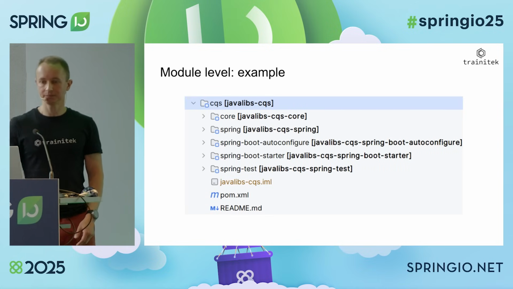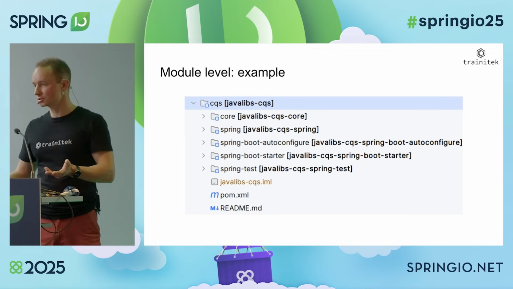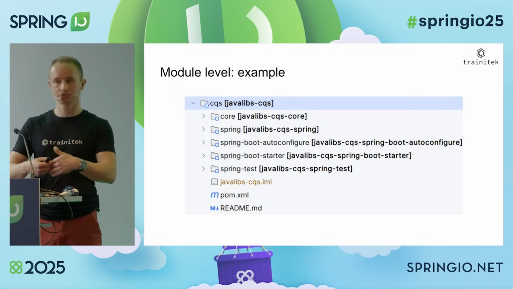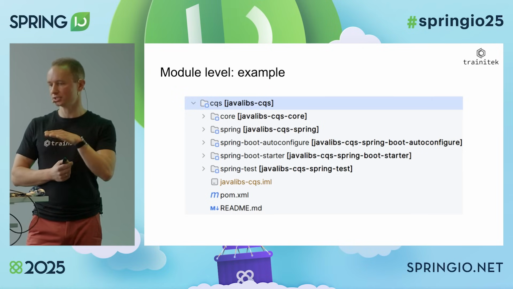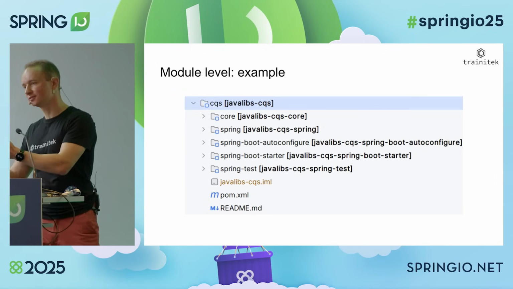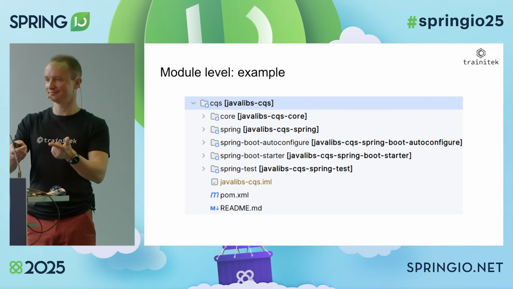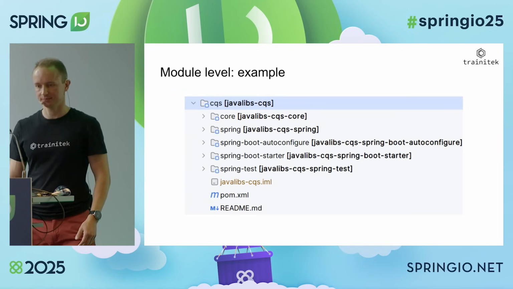Okay, so as an example, I chose CQS. We have core with a handful of abstractions, like command, query, command gateway. Spring, the implementation of it. Auto-configure, the auto-configuration class. Spring Boot starter, the default set of dependencies. You just include it in your project and you just run it. And as well, a Spring test module, which is not required, but sometimes you want to give support to your client project to write tests when they use your library. It's just test support classes. POM XML and README, of course.